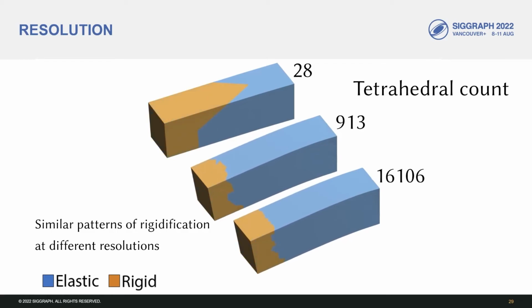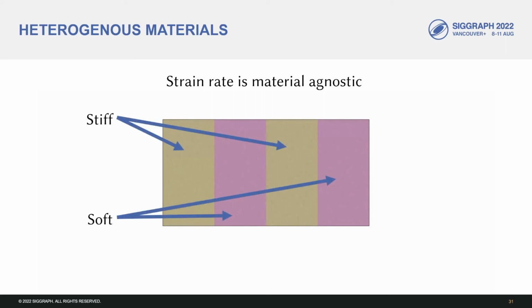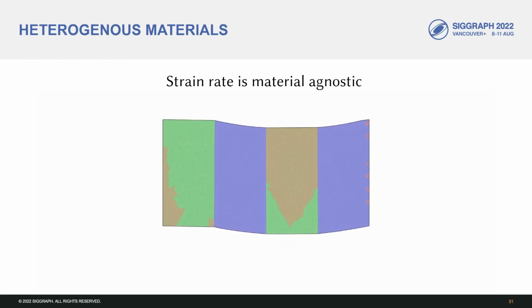We observe very similar rigidification patterns independent of the resolution of the mesh. However, at the top, a very coarse mesh rigidifies more quickly because of resolution-dependent stiffness and numerical damping. The strain rate is a material-independent measure of elastic deformation. It is perfect for heterogeneous material models, like this elastic block with alternating stiff and soft regions. Because the stiff regions deform less, they typically have lower strain rates and naturally rigidify more easily.